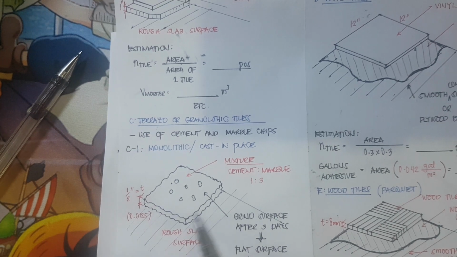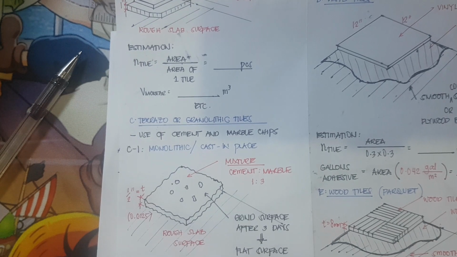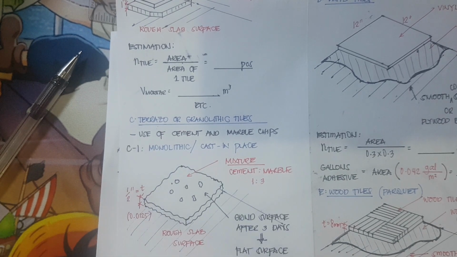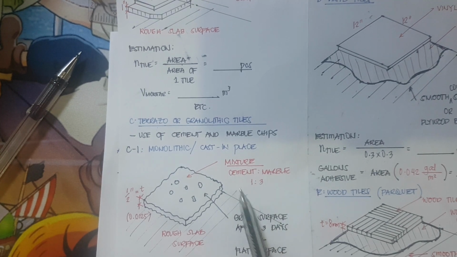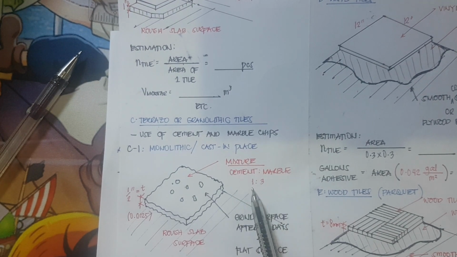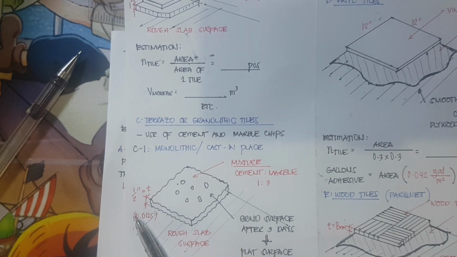So, you have your rough slab, for monolithic or cast in place. Then we will now place our mixture. The mixture is composed of cement and marble, which has a ratio of 1:3. 1 cement, 3 marbles. The thickness would be 1/2 inch.